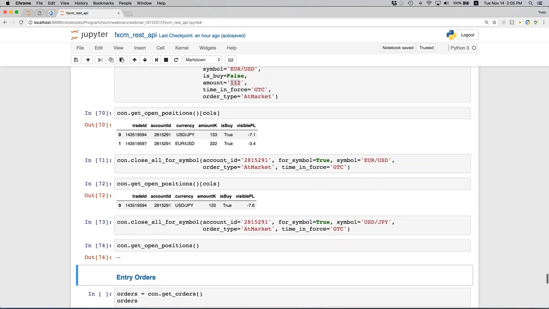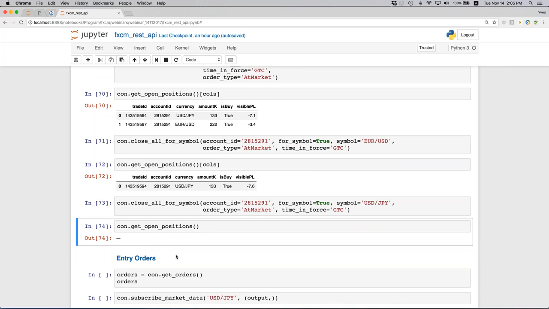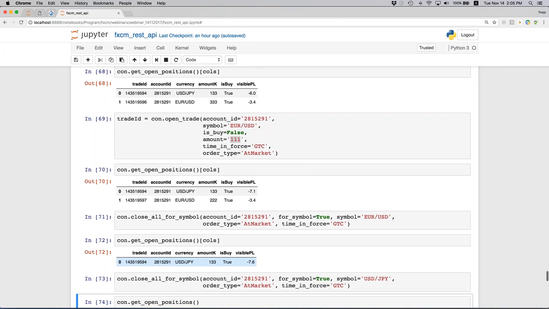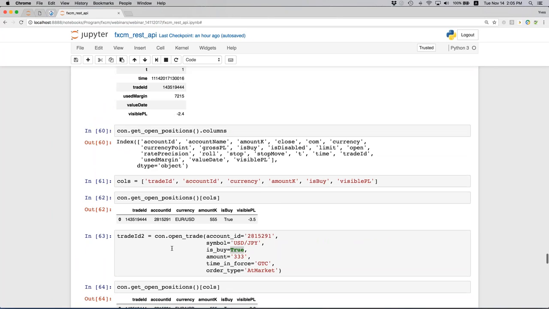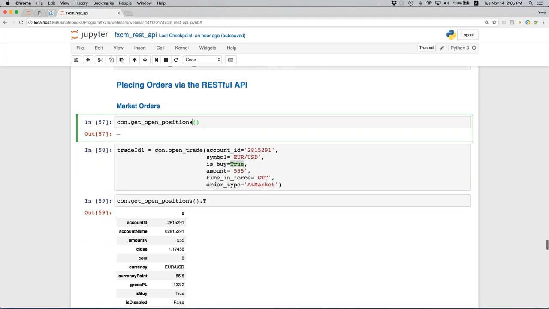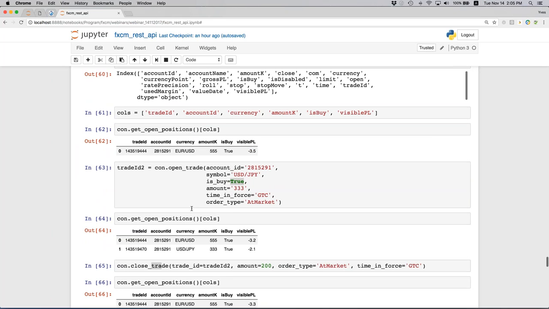When I execute this here, I get an empty data frame, indicating that we don't have any open positions. And when you recall, this was the first thing that I did here. So we started with an empty set of open positions, and we end this little illustration in the same fashion.